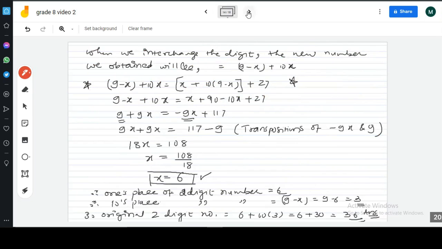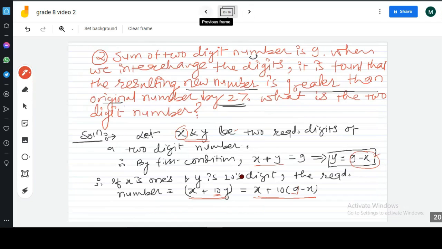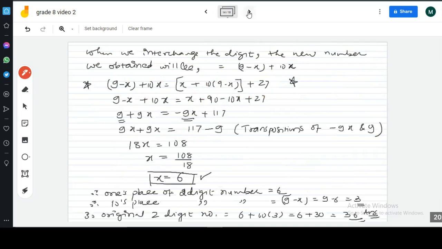So when we interchange the digit, here we have the number as x plus 10 times 9 minus x, considering x as a ones place digit and y as a tens place digit. Now if we interchange the digit, means if we make x the tens place digit and y the units place digit, what will be the number we obtain? When we interchange the digit, x will be the tens place digit and 9 minus x is the ones place digit.